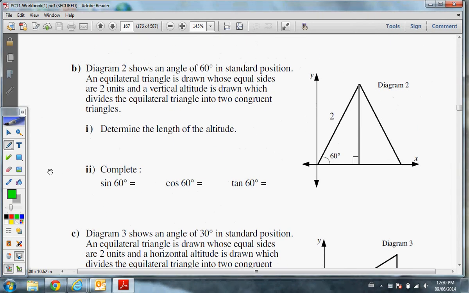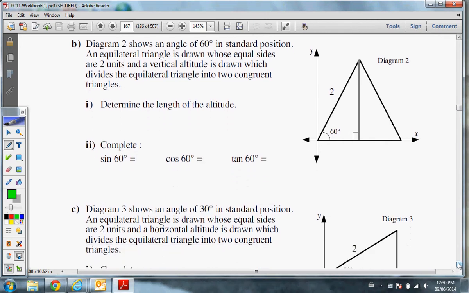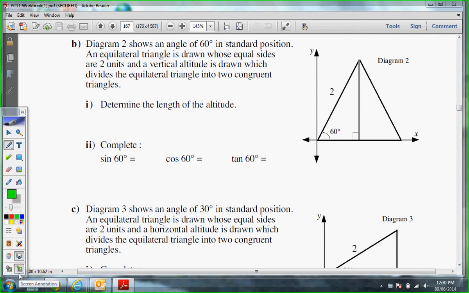Okay. Diagram 2, we're looking at the 60-degree. So what they did was they made an equilateral triangle from the center, and they made a 60-degree angle, so that makes this 30, 30, and 60, because all of them are 60 in reality. Okay, and it says that it's an equilateral triangle that everything's 2, and that an altitude of an equilateral triangle splits it in half, so that makes this 1 and 1.